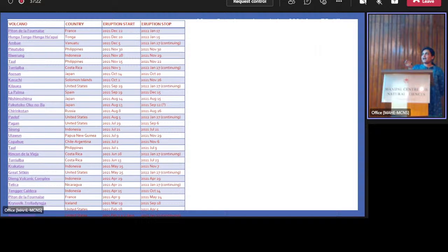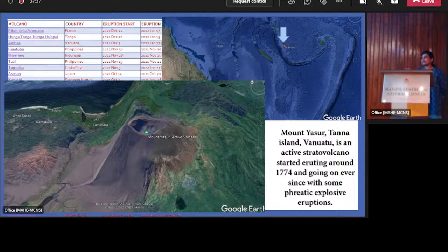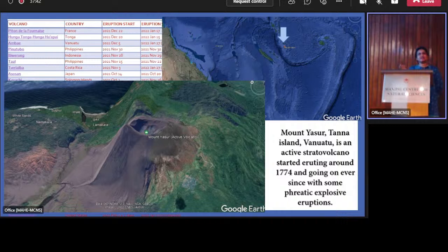But I want to talk about Mount Yasur, Tanna Island, Vanuatu. It's an active stratovolcano. It has been erupting since 1774. Since then, some phreatic explosions happen in between, but the volcano has been active since around 1774, and for 250 years it is still continuing.